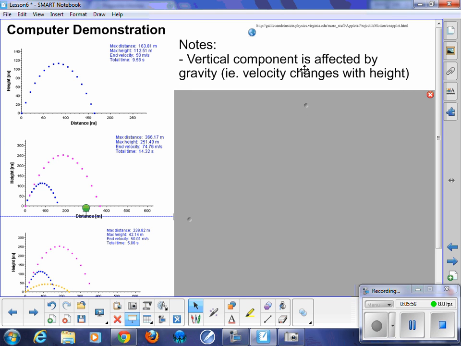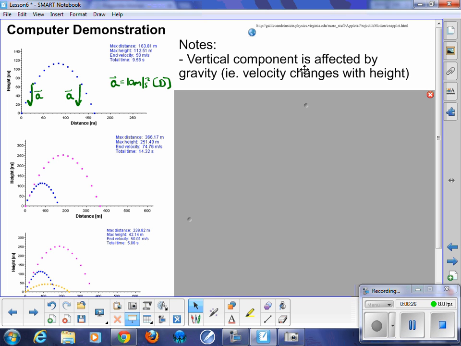Well, the vertical component is affected by gravity, okay? So in all cases here, and I'm only going to put it in certain locations, in each case, your acceleration is constant. Acceleration is always down, and our acceleration is 10 meters per second squared down. So it doesn't matter what projectile or which one I chose, the acceleration will always be down.